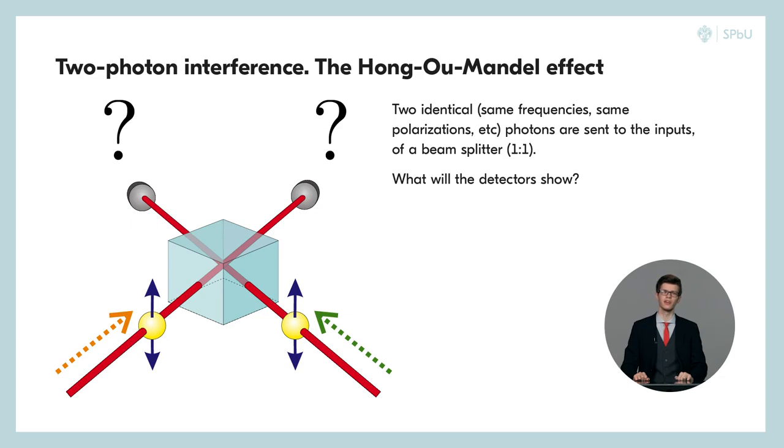So, two identical photons enter a beam splitter that is symmetrical and insensitive to the polarization of incident radiation. The photons have the same polarization, frequency, etc. The only things that are different are the propagation directions denoted by orange and green dashed arrows. Then there is a question. What will the detectors installed past the beam splitter show?